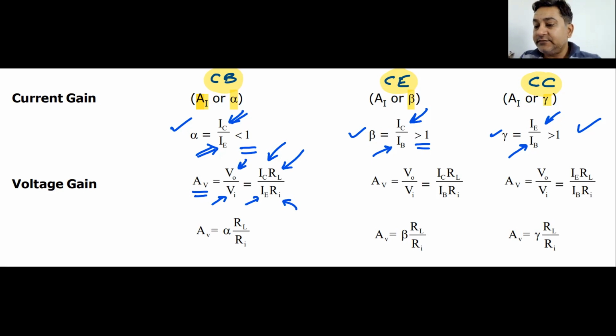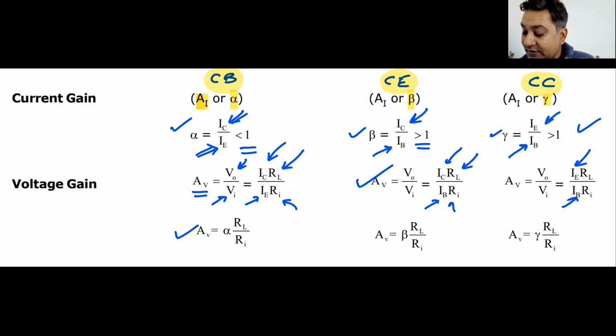Any doubts on this? No, sir. Then a similar formula will come for common emitter. The only thing that has changed is the numerator remains the same, but the denominator becomes IB into RI. Here the numerator changes, but the denominator remains the same. Do you understand this? Yes, sir.